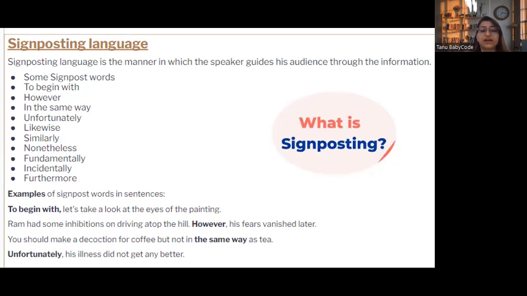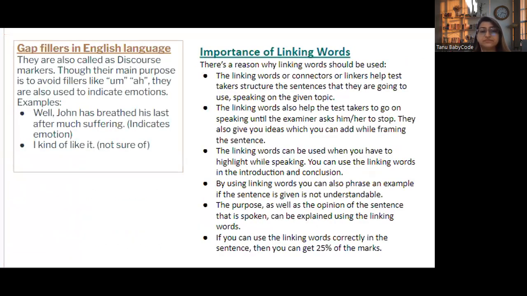See the second one: Ram had some apprehensions to climb atop the hill. However, his fears vanished later. So "however" is used here. The next statement is for "in the same way." And the last is: unfortunately, his illness did not get better. So again, there is signposting language which conveys that his illness did not get better. So they are guiding you with their information.